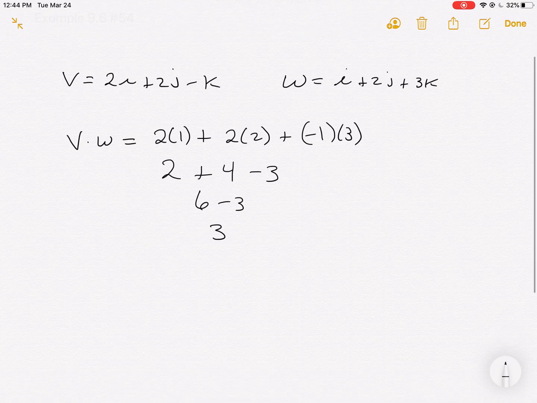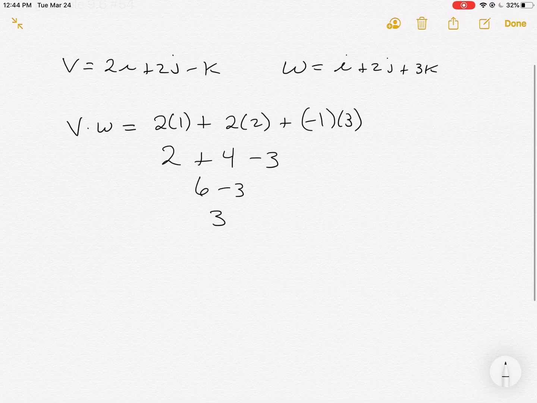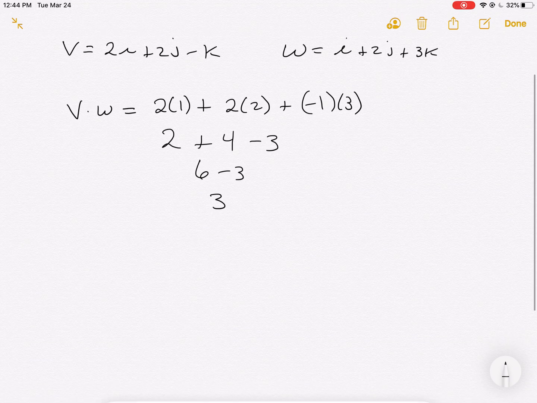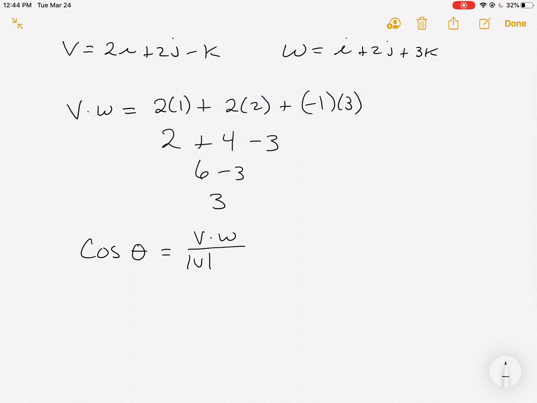So how do we get the angle between v and w? Same way. Cosine theta is going to be equal to v dot w all over the magnitude of v times the magnitude of w. That formula doesn't change for 3 space. So dot products still are the same. The angle in between is still the same. So we figured out the top already is 3.